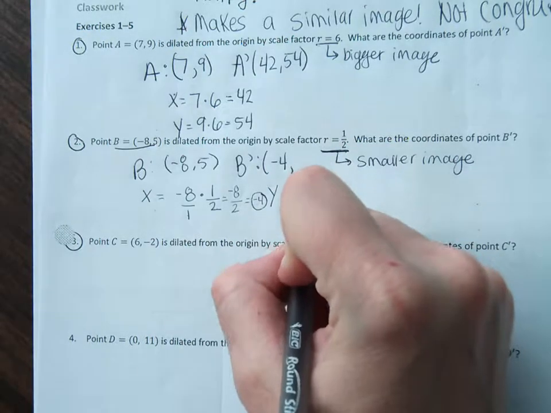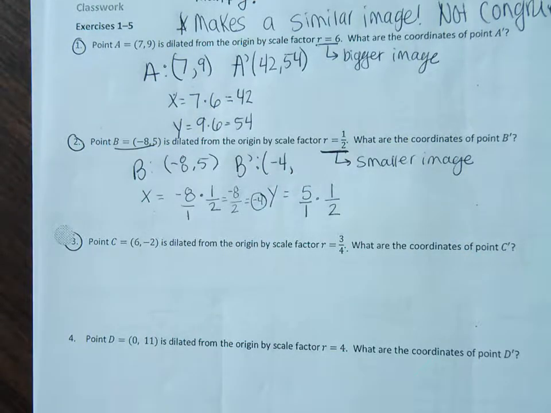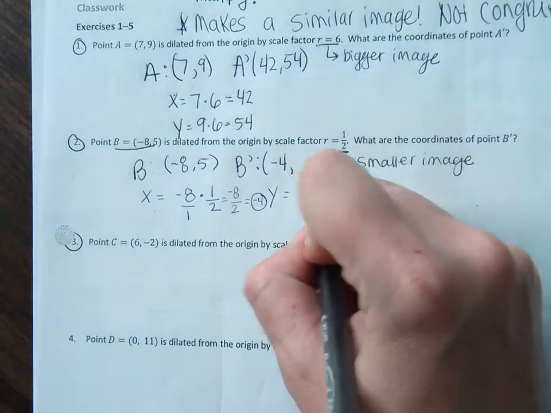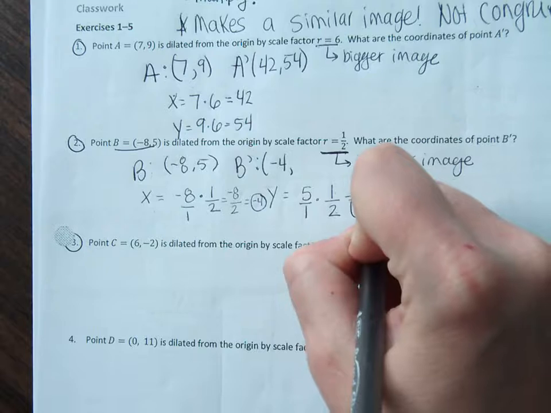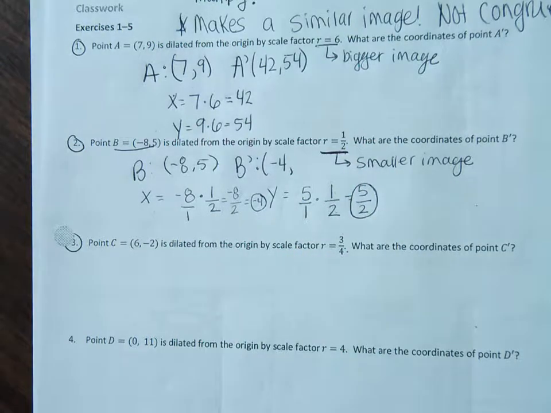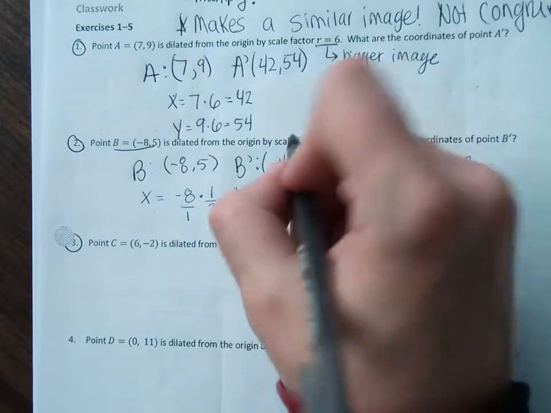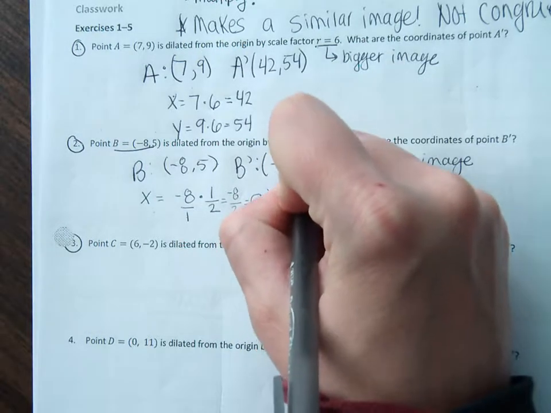Same thing here. We need to make the 5 have a numerator and denominator, so we put it over 1. 5 times 1 is 5. 1 times 2 is 2. I'm okay with you keeping that as an improper fraction since it can't be simplified. So 5 over 2.